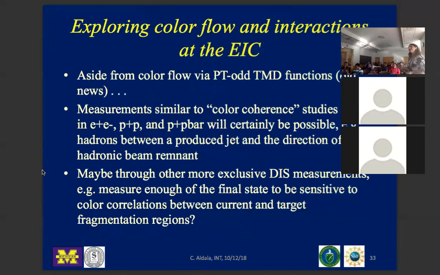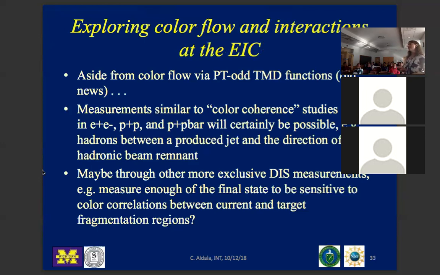So some direct relations to the EIC. Aside from obviously measuring color flow via pT-odd TMD functions at the EIC, we're certainly going to measure the Sivers function at the EIC. This is old news, and the fact that it's non-zero is because of this gluon exchange with color flow. I think we could certainly do measurements similar to the color coherence studies done in e+e- and pp and p-pbar. So you'd be looking at, say, hadrons between a produced jet and the direction of the hadronic beam remnant.